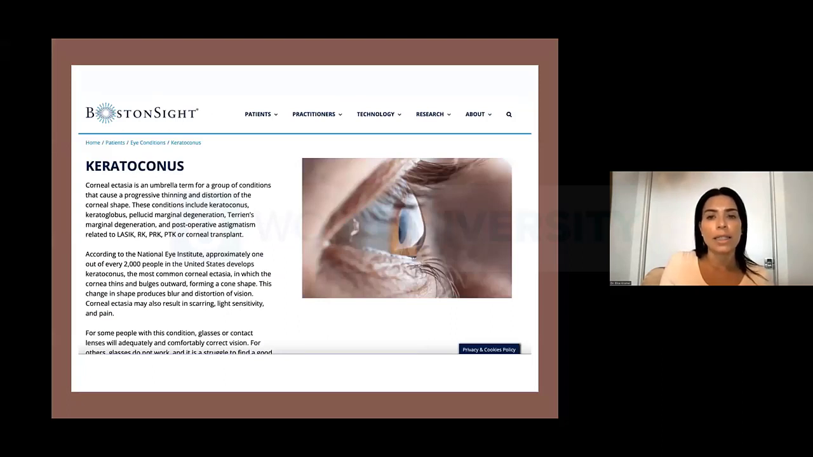Boston Sight has a really great website as well. So they do explain a lot about keratoconus and corneal ectasia. They'll talk about different practitioners that are available to help, technology, and also research. So this is a really great website as well, especially if you are fitting Boston Sight lenses. You can send your patients to this website so they can learn more about the type of lenses that you're fitting and also about the condition itself. So it's kind of a one-stop shop.